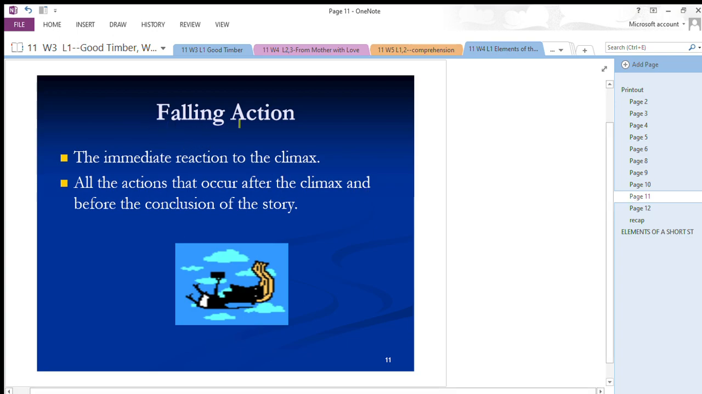Falling action. Now, falling action, the immediate reaction to the climax. Whatever happens after the climax is known as the falling action. After the climax, whatever the events that take place, all the actions that occur after the climax and before the conclusion of the story are known as the falling action.